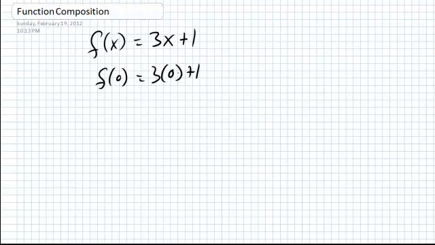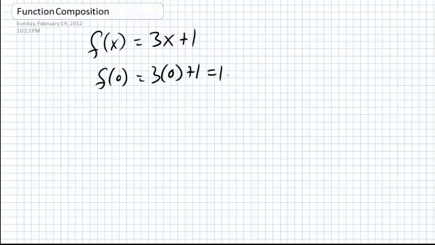So I have the function f of x equals 3x plus 1. And I know how to evaluate this if I were to say what is f of 0. I just plug in a 0, so 3 parentheses 0 plus 1. Well, 3 times 0 is 0 plus 1 is 1, so it equals 1. We're all really good with that.